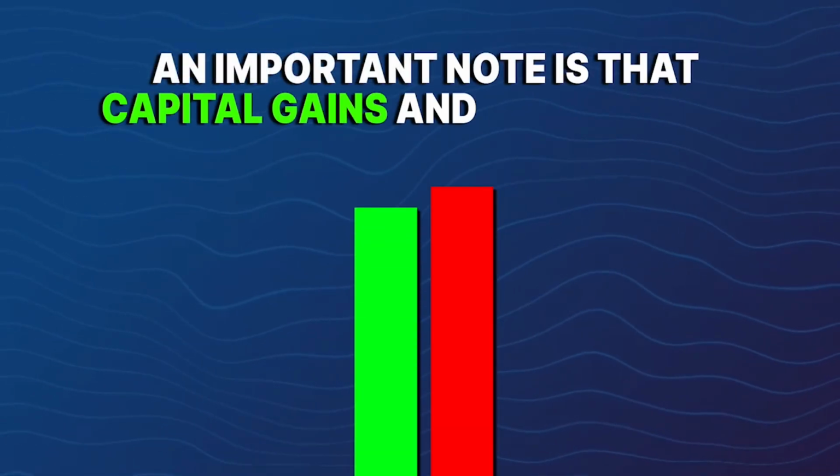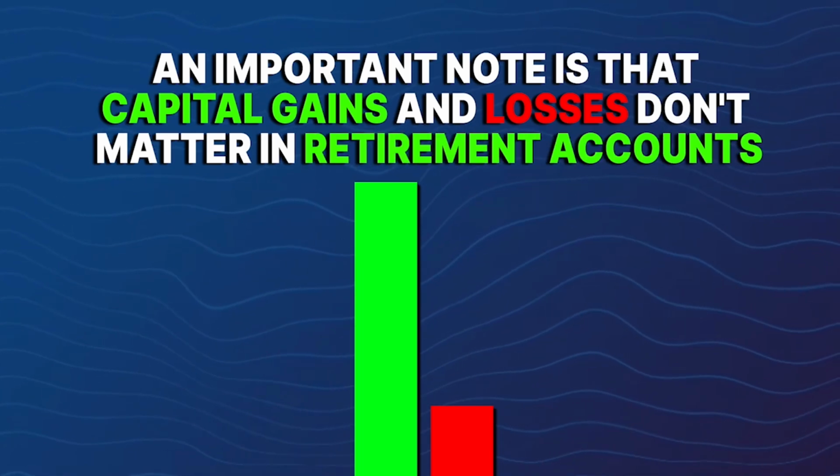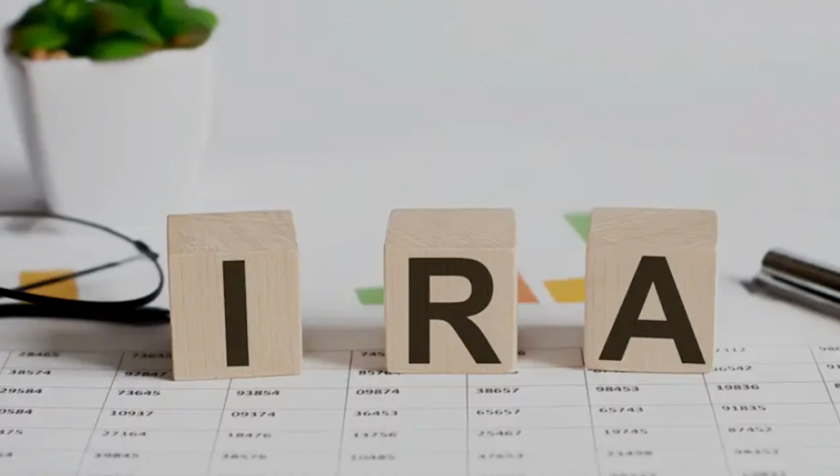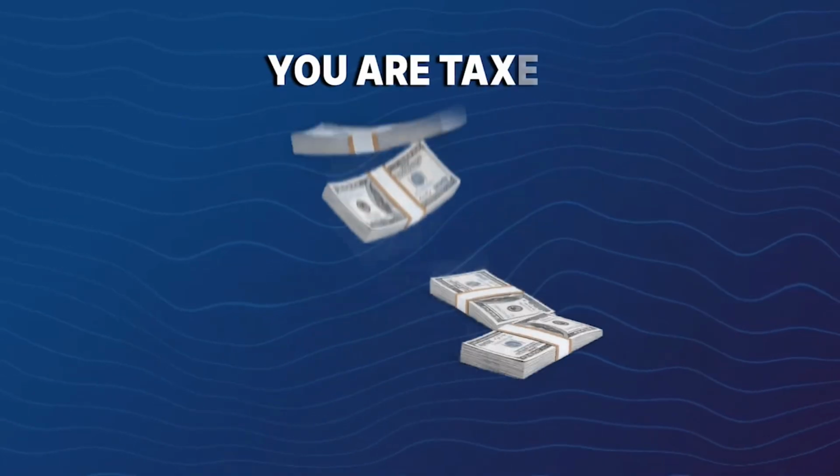Easy peasy, right? An important note is that capital gains and losses don't matter in retirement accounts. This is any type of tax deferred account like a 401k or an IRA. And this makes sense because you're not taxed in the year that you are buying and selling the investments in the account. You are taxed when the money comes out. You're taxed at ordinary income. There's no real benefit or different tax rate on the way out.